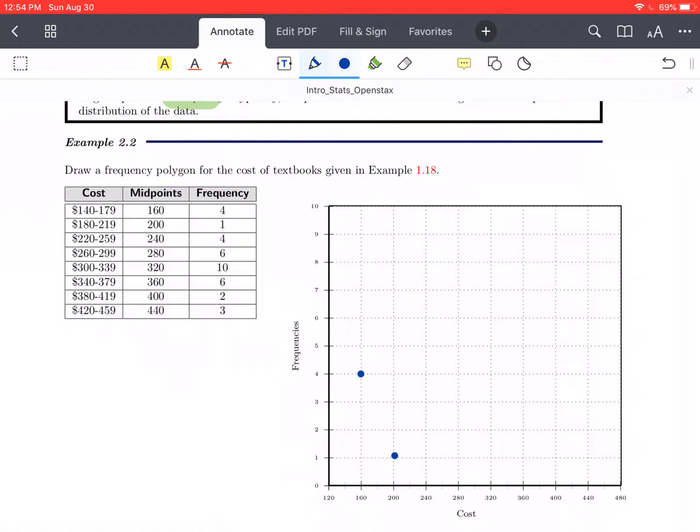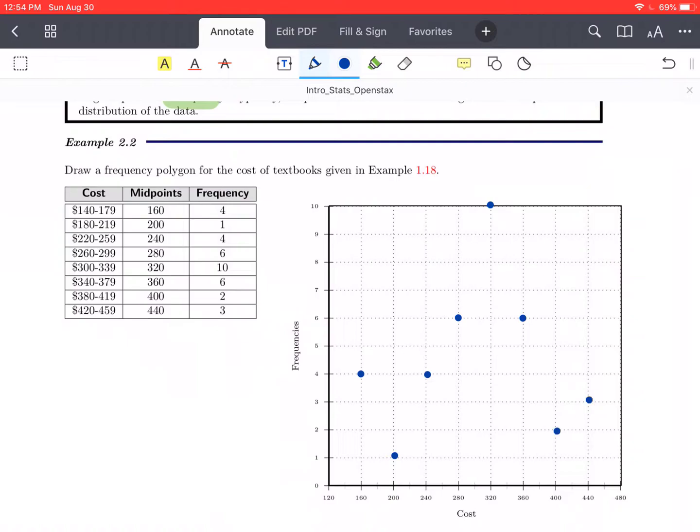Okay, and then we keep going. The next group has a midpoint of 240, and that one occurred 4 times, so that's right there. Next one, 280, occurred 6 times. 320, that group occurred 10 times. And then 360, that group occurred 6 times. The 400 midpoint, that group occurred twice.